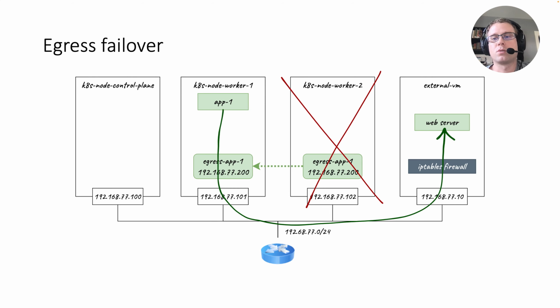Well, thankfully no, because the egress implementation in Antrea includes a failover mechanism. If an egress node goes down, its egress resources will be reassigned to another eligible node in the cluster. In the updated diagram, we can see that app1 can still communicate with the external service, as the egress resource is now assigned to worker node 1. So how about we see this failover mechanism in action?